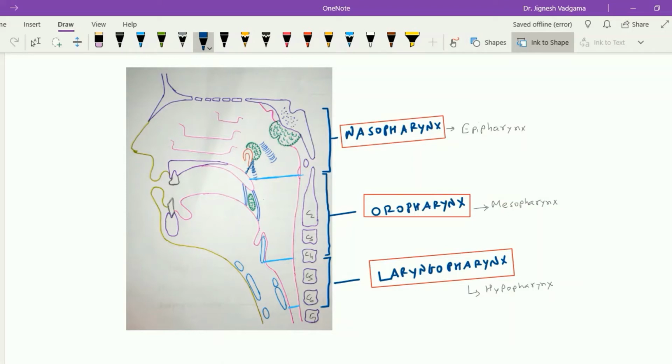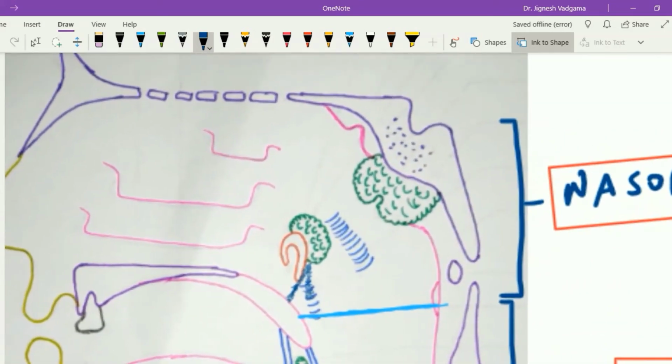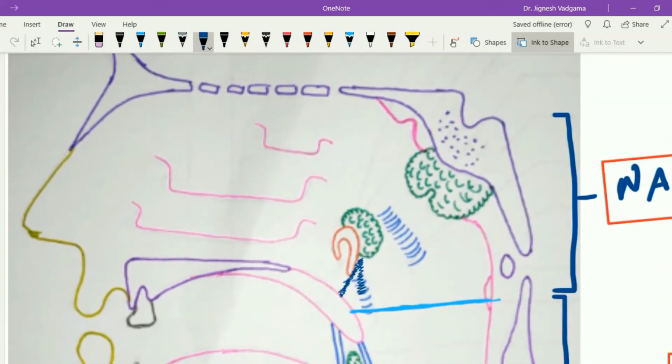Now let's see the interior of the pharynx. As we already talked, the pharynx is divided into three parts by the base of the skull, soft palate, the inlet of the larynx, as well as the lower border of the cricoid cartilage, into nasopharynx, oropharynx, and laryngopharynx. So when we talk about the nasopharynx, it is also called the epipharynx, and it is situated behind the nasal cavity and above the soft palate.